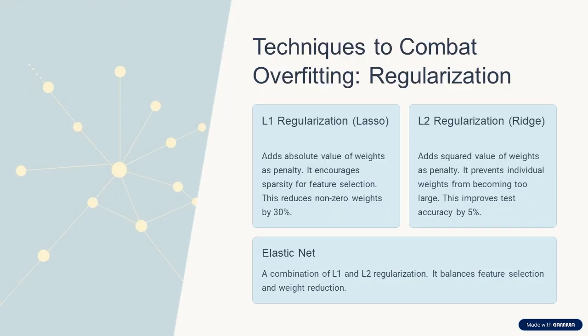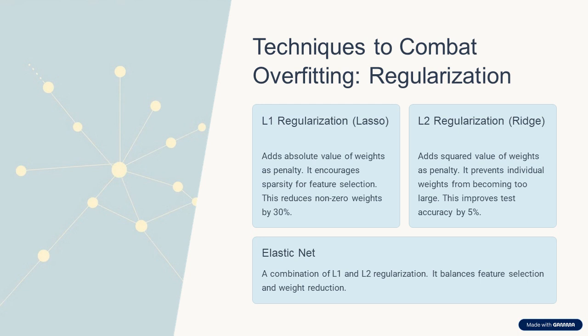Techniques to combat overfitting. L1 regularization adds the absolute value of weights as a penalty. It encourages sparsity for feature selection. This reduces non-zero weights by 30%.